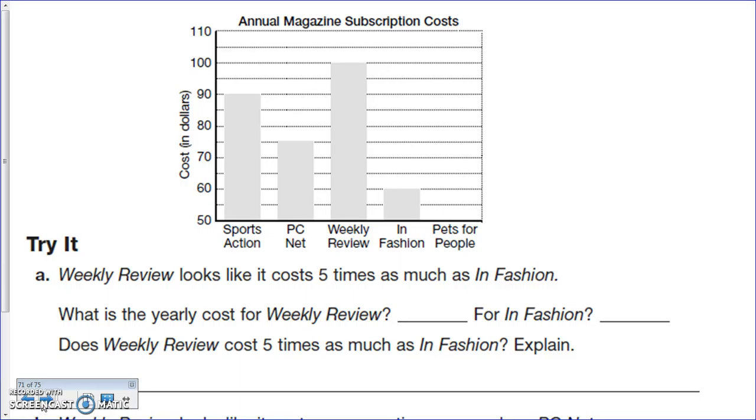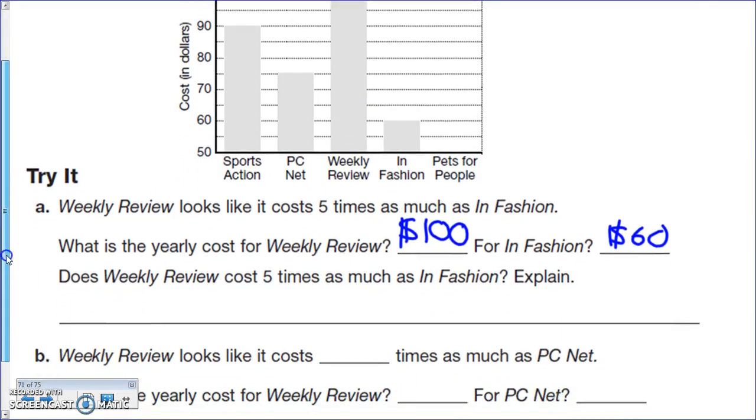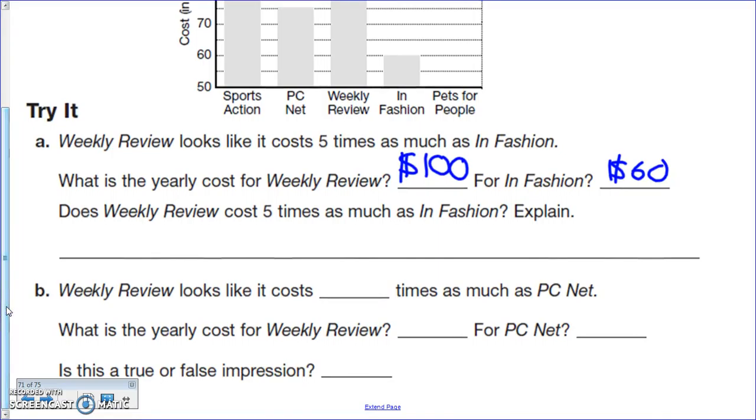Try it. Weekly review looks like it costs 5 times as much as in fashion. What is the yearly cost for weekly review? So if we go look at our graph, we can see the weekly review bar goes up to $100. Then we can see that in fashion is $60. Then it asks, does weekly review cost 5 times as much as in fashion? Explain. And we know the answer to that is no, because it's only $40 more, not 5 times more.